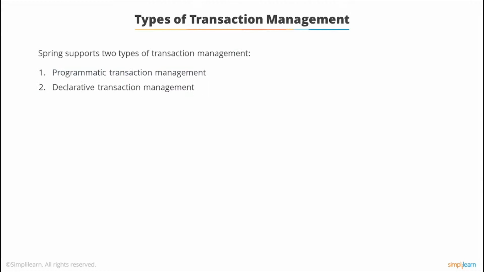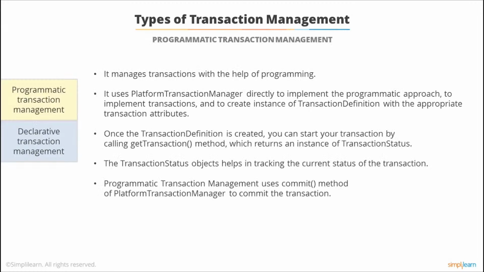Spring supports two types of transaction management, programmatic and declarative. In programmatic, it manages transactions with the help of programming. It uses the Platform Transaction Manager directly to implement the programmatic approach, to implement transactions and to create an instance of transaction definition with appropriate transaction attributes. Once the transaction definition is created, calling the getTransaction method returns an instance of transaction status. The transaction status object helps in tracking the current status of the transaction, and programmatic transaction management uses the commit method of Platform Transaction Manager to commit the transaction.